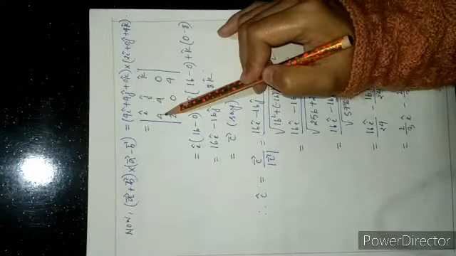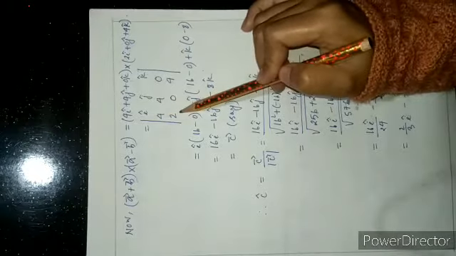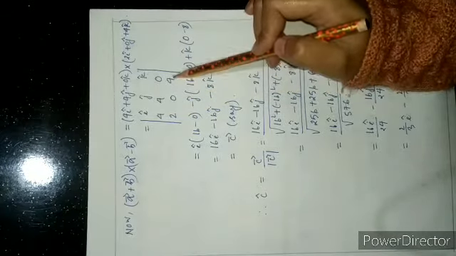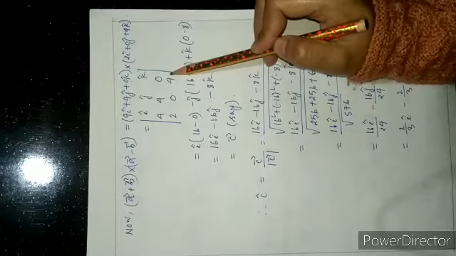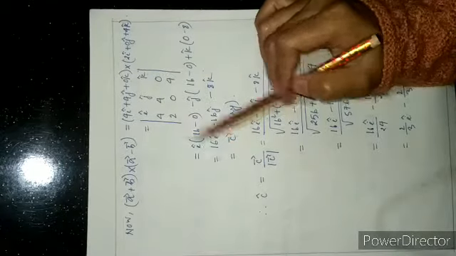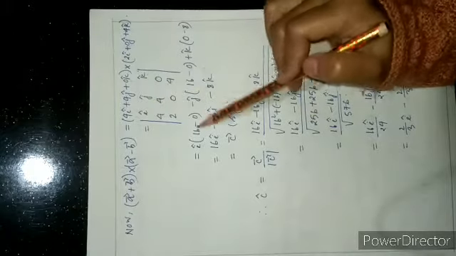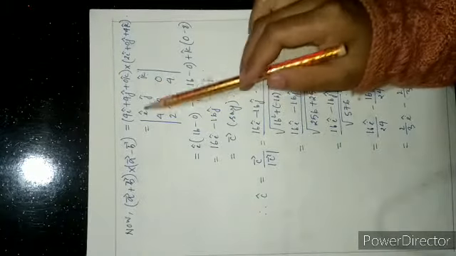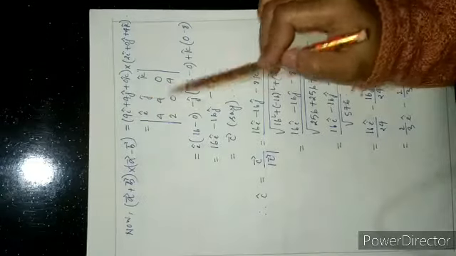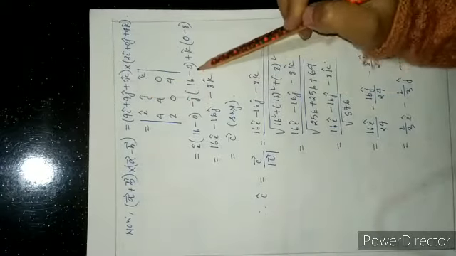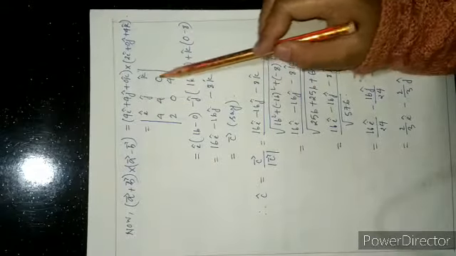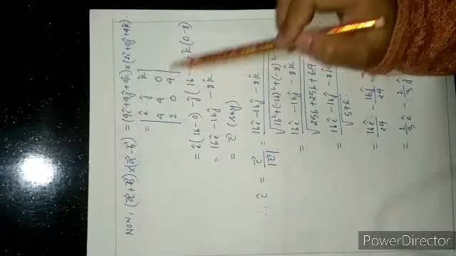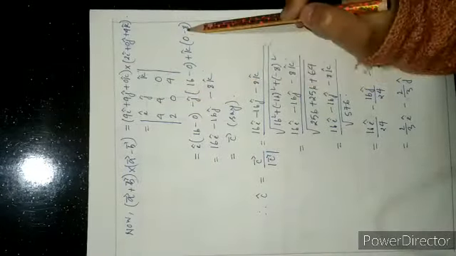Write the components of A plus B: 4 4 0. Write the components of A minus B: 2 0 4. Expanding the determinant along the first row: first row, first column gives 4 times 4 is 16 minus 0. Minus j cap: first row, third column gives 4 times 4 minus 2 times 0 is 0. Plus k cap: 4 into 0 is 0 and 4 into 2 is 8, with the minus sign according to the formula. The components are 16 I cap minus 16 j cap and minus 8 k cap.